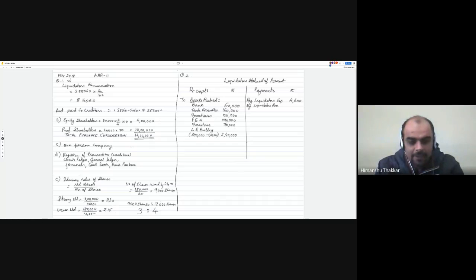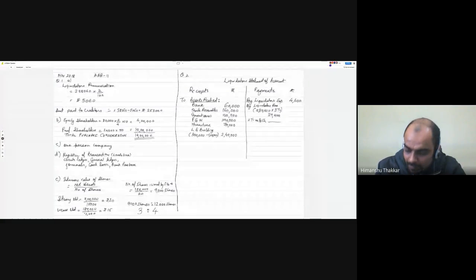So the liquidator's remuneration is on 9,80,000, and the percentage of remuneration is 3%. You can write it in the inner column: 29,400, which is 3% of 9,80,000. And then you also have to give remuneration of 2% on equity share, or whatever amount you pay to equity shareholders, you have to give 2% for it. Right now we don't know, so we keep it blank for the time being. We go ahead to the next point.